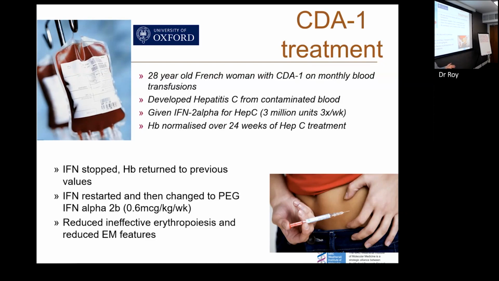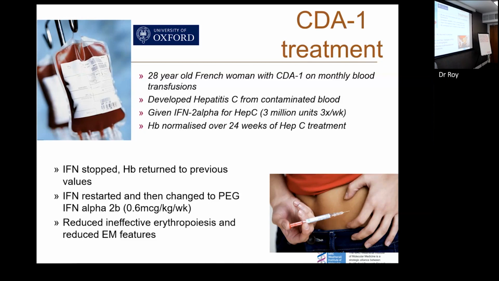And so this lady had been given contaminated blood during the 80s. She got hepatitis C. So she was then treated with interferon to clear the hepatitis C. And that's a 6-month treatment. And over the course of the 6 months when she was given interferon, she became transfusion independent. Now, obviously, they didn't know that interferon was a treatment for CDA. So when she cleared her hep C, they stopped the interferon, and lo and behold, she started needing transfusions again. So that was our first indication that interferon works for CDA1.